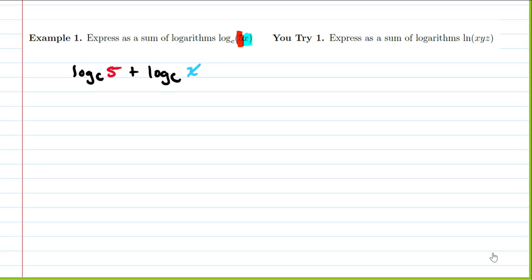All right, so applying our product rule twice, we end up with, this is a natural logarithm. So we get natural log of x plus the natural log of y plus the natural log of z. So we would have our 3 logarithms, each of them for each factor.